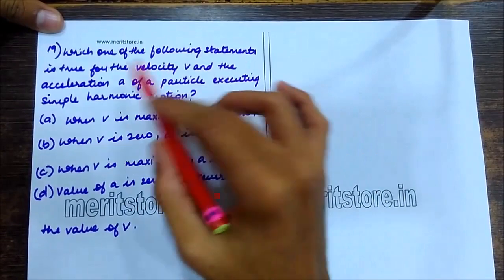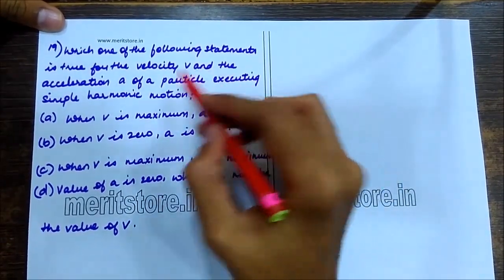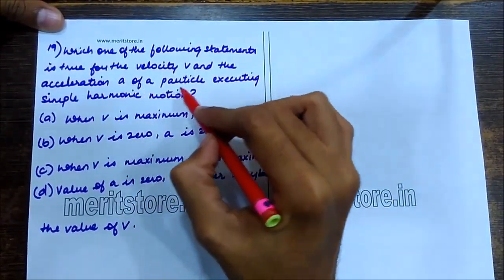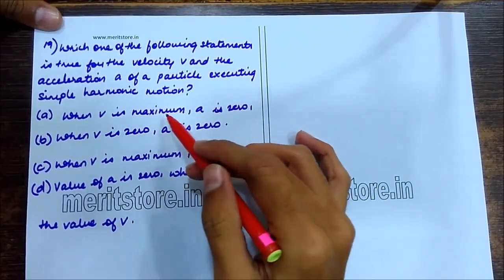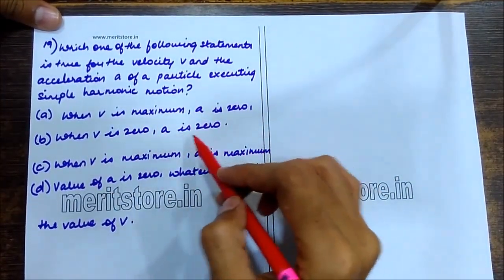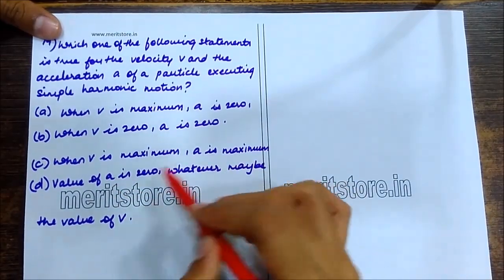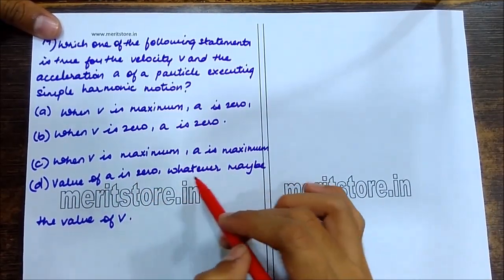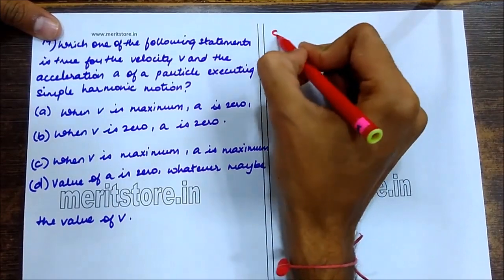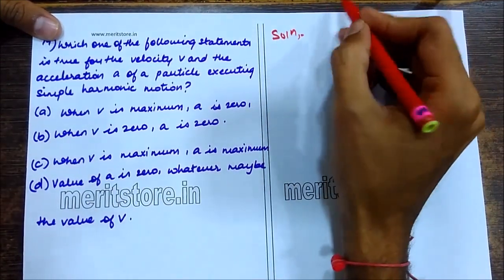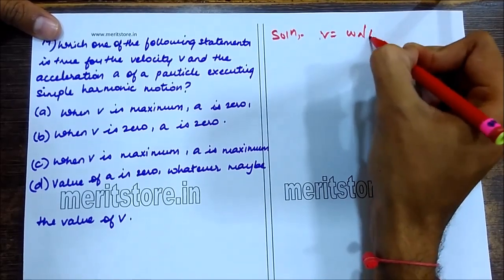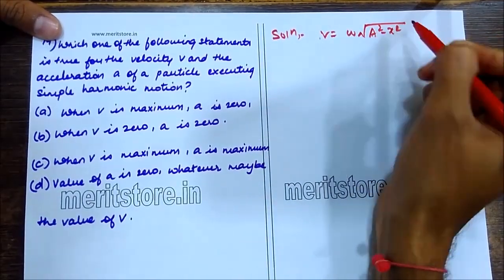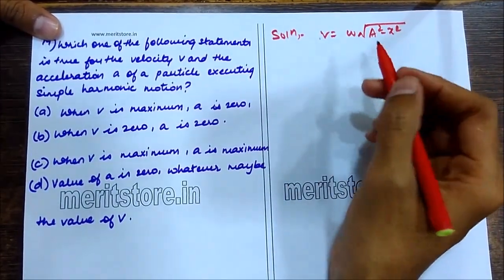Okay, which of the following statements is true for the velocity v and acceleration a of a particle executing simple harmonic motion? Options are: when v is maximum, a is 0; when v is 0, a is 0; when v is maximum, a is maximum; when the value of a is 0, whatever may be the value of v. So basically we have the equation first for the velocity v, which is equal to omega under root a square minus x square. Okay, so we'll test the values for v.